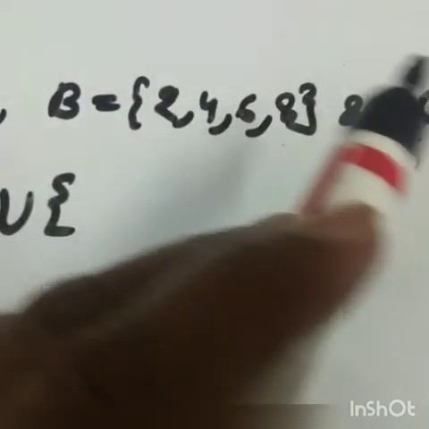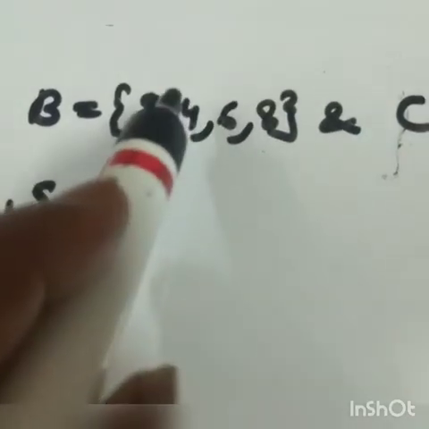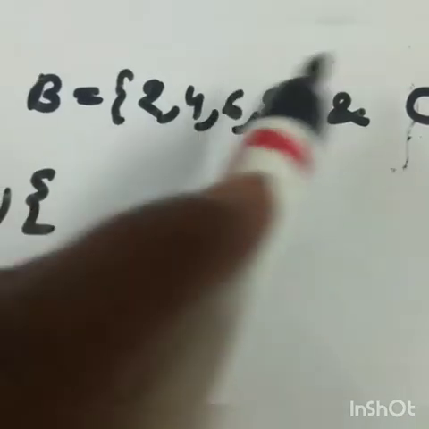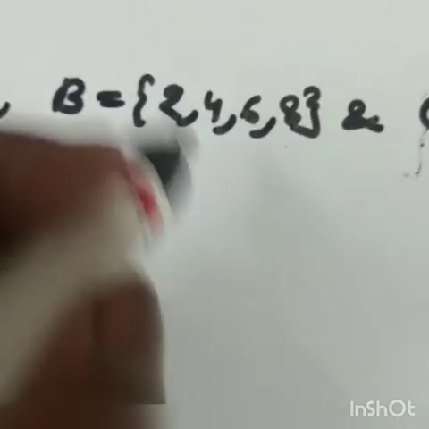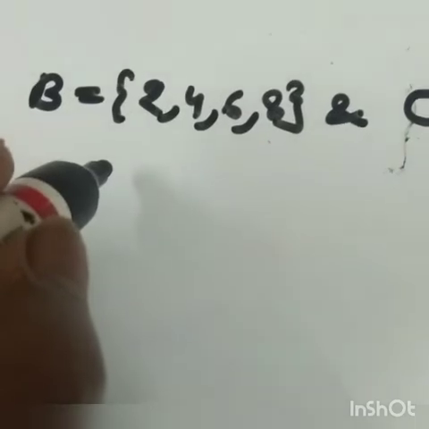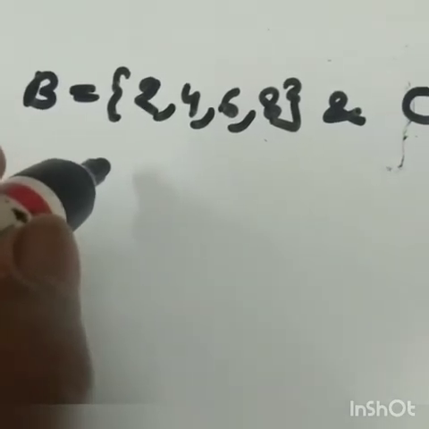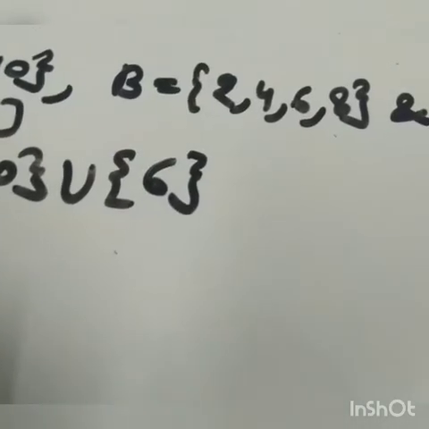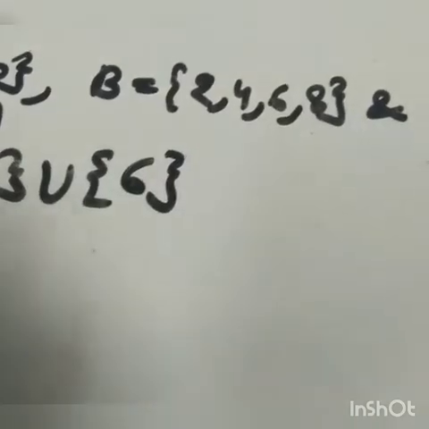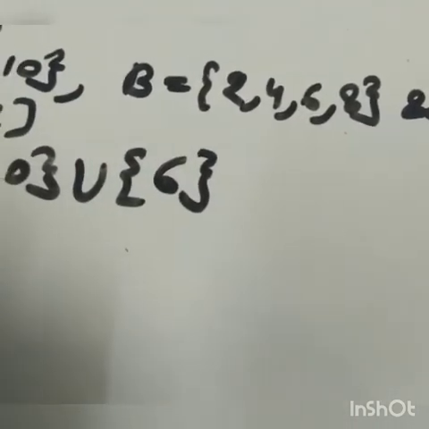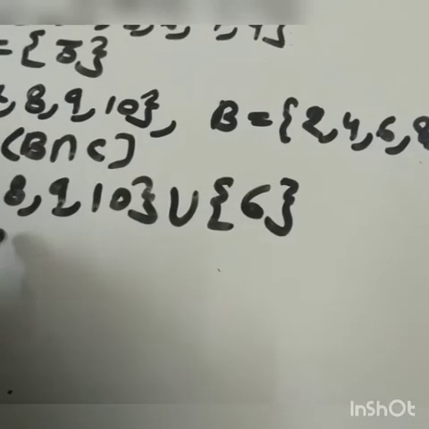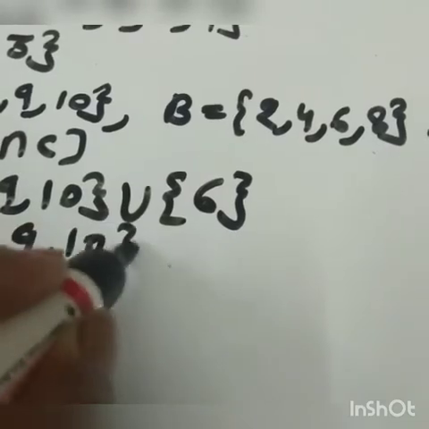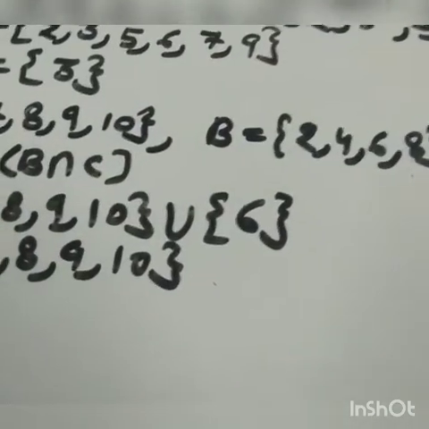Now B and C, what is common there? 2 is common? No. 4 is common? No. 6 is common in both. Only 6 is common in B intersection C. You can observe 8, 9, 12, none of them are common. So B intersection C is this. Now the union of this will be the same set, 6, 7, 8, 9, 10, because 6 is again not to be written.